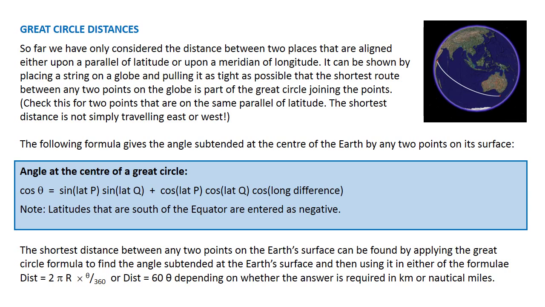This is the formula which gives the angle subtended at the centre of the Earth by any two points on its surface. When using this formula, it's important that latitudes that are south of the equator are entered as negative.